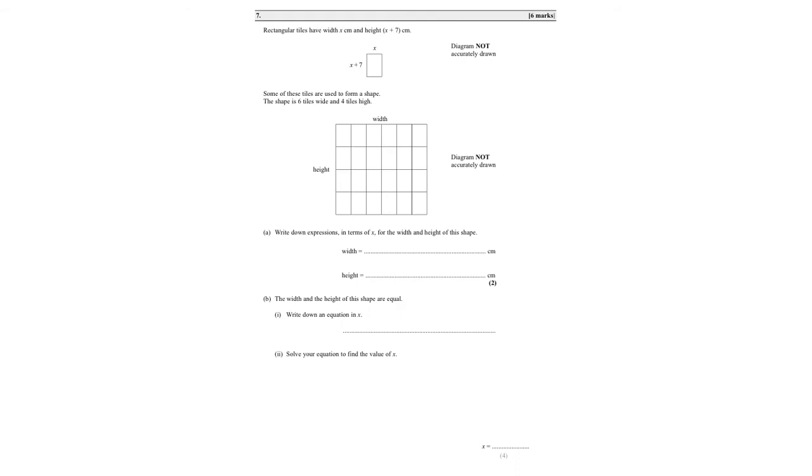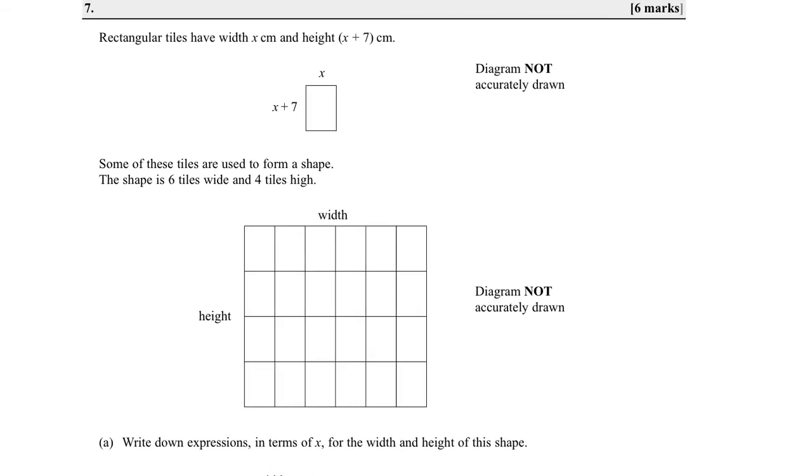Question 7. So have a read through this and then I'll go through it. Rectangular tiles have a width of x and a height of x plus 7, as we can see. These are some of the tiles that are used to form a shape. The shape is 6 tiles wide and 8 tiles high. Write down an expression for the width.